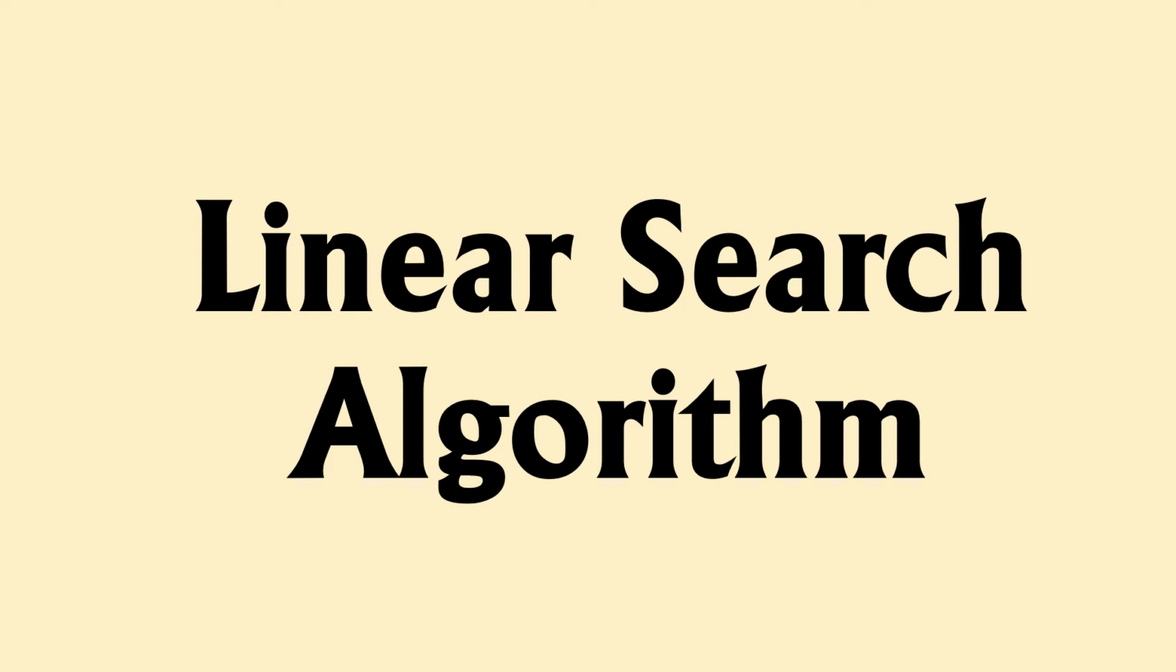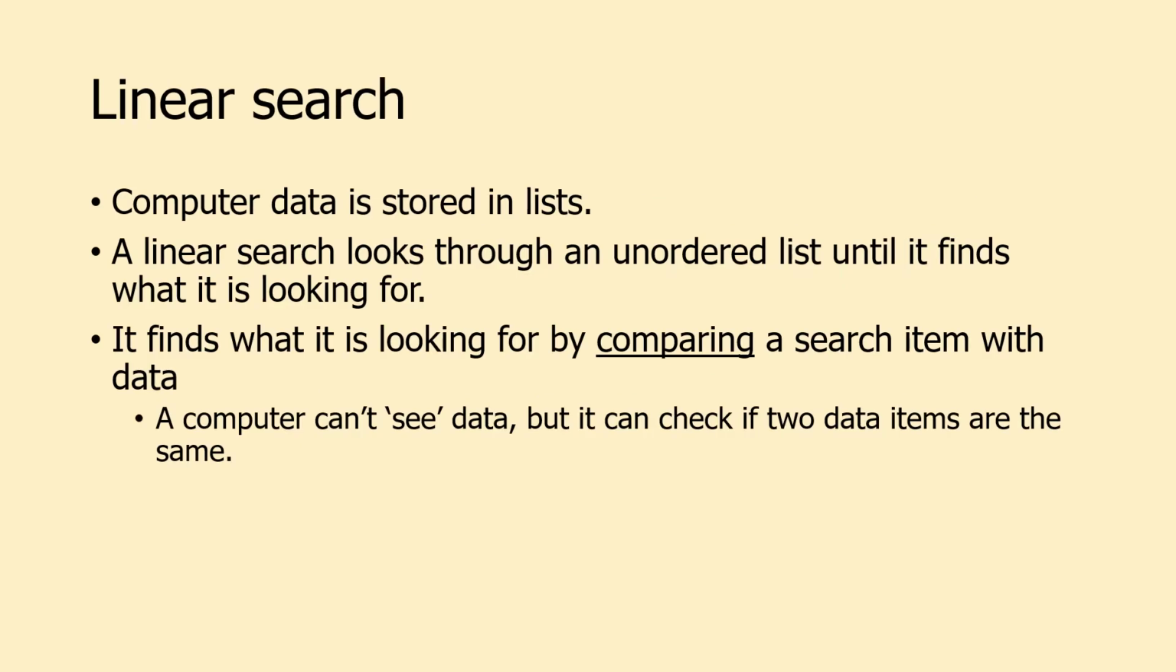Today I'm going to talk through a linear search algorithm. Data on a computer is stored in lists, and when you want to find some data with a linear search algorithm, the linear search will look through an unordered list until it finds what it's looking for. And the key there is that the list is unordered. And it finds what it's looking for by comparing what we call a search item with data.